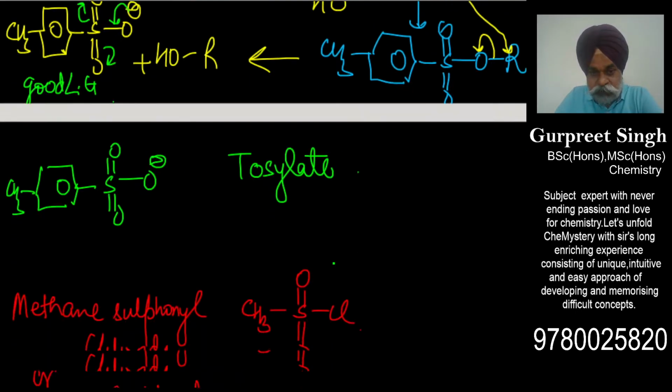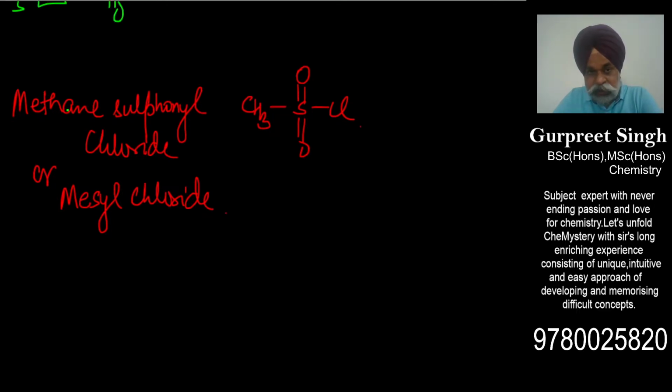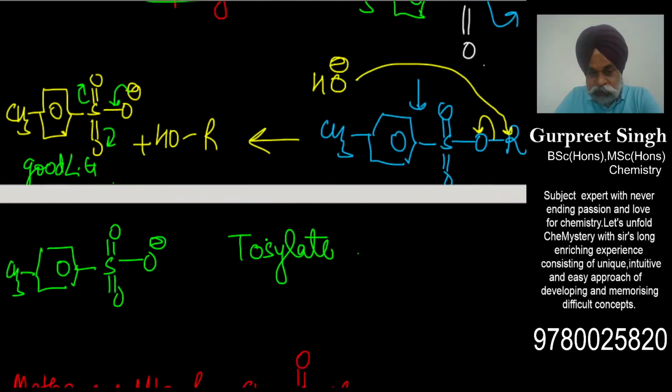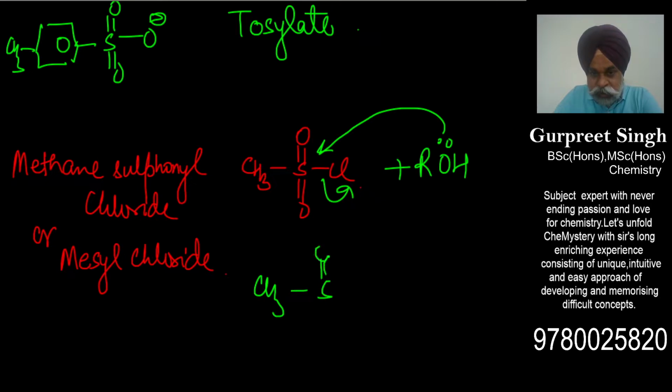There are a few more which we can add here. Just like this particular compound, we named it as para-toluene sulfonyl chloride. Similarly, you have methane sulfonyl chloride. This is mesyl chloride. Now here, if you treat it with ROH, again the same thing can happen. The Cl goes out and you would get a compound like this. This also involves loss of HCl.